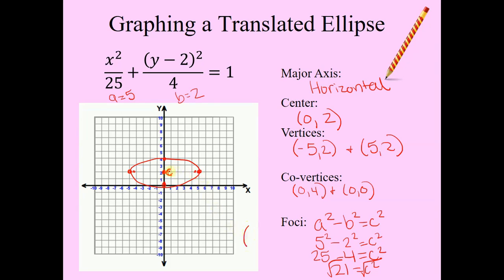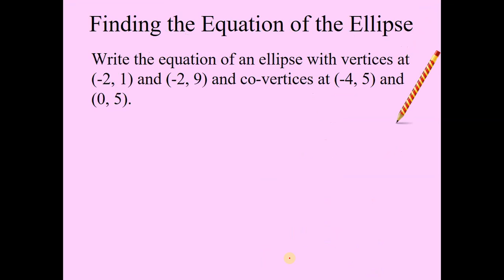And I went 4.6 left and 4.6 right, which was the square root of 21. So I would say I went plus or minus square root of 21, 2. Those would be the two ordered pairs of those two dots. Now, what if we want to find the equation of the ellipse that's been moved? So I have an equation whose vertices are at negative 2, 1 and negative 2, 9. My co-vertices are at negative 4, 5 and 0, 5. Let's draw a picture, shall we?